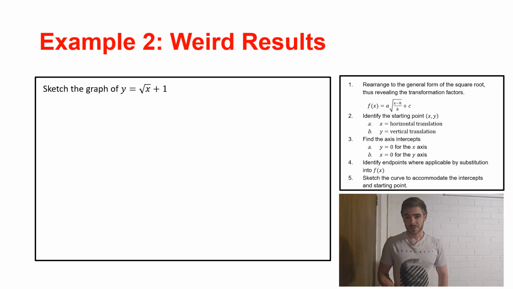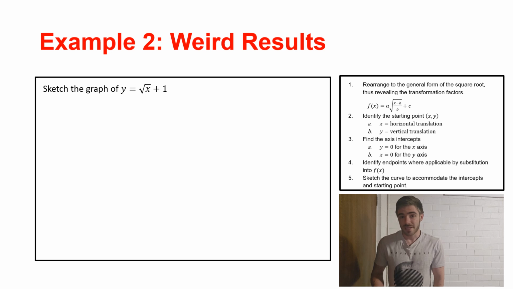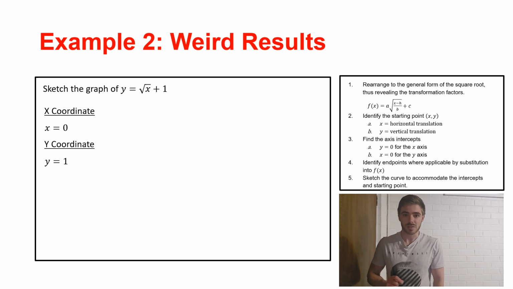Okay, so here's the weird thing. Sometimes, when you're solving for x-intercepts, the math will find one even though there isn't one on the graph. Let's have a look at an example that explores this. This one is a pretty standard square root graph. It's just root x plus 1. We have a vertical translation of 1, hence our starting point is going to be (0, 1).